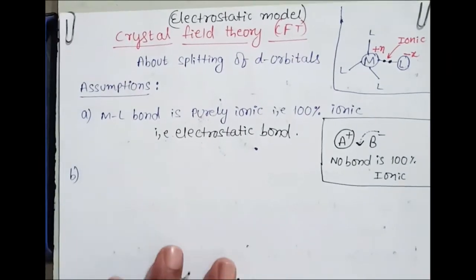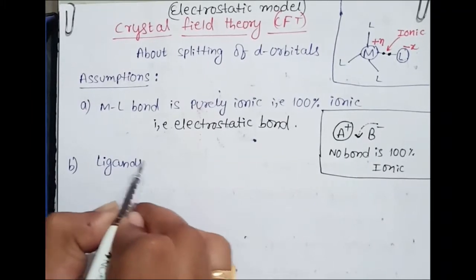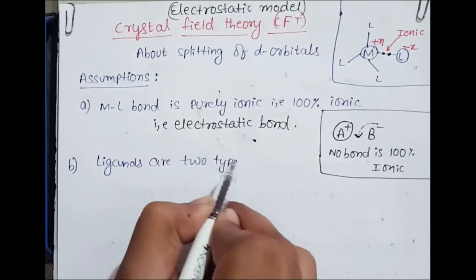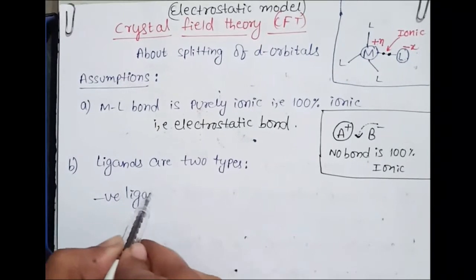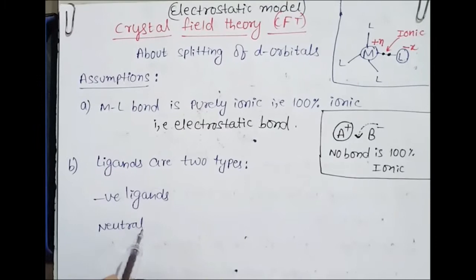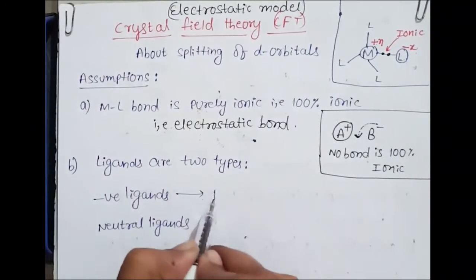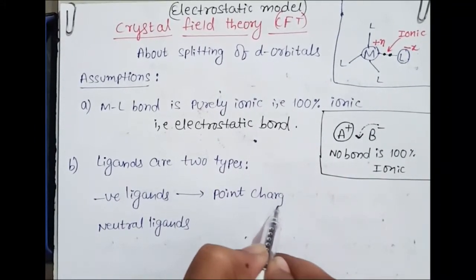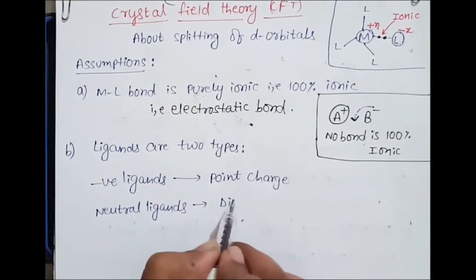Second point, what they said: ligands are of two types. What are those two types? Anionic ligands or negative ligands, and the other one is neutral ligands. Positive ligands are very rare. They said anionic ligands are considered as point charges and neutral ligands behave like a dipole.